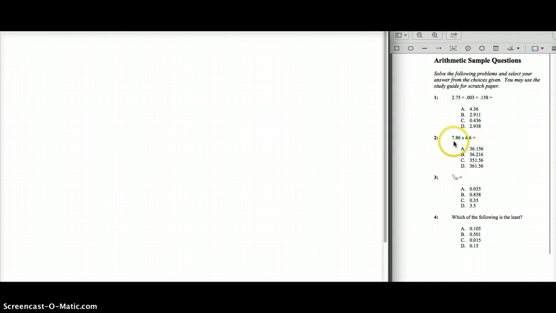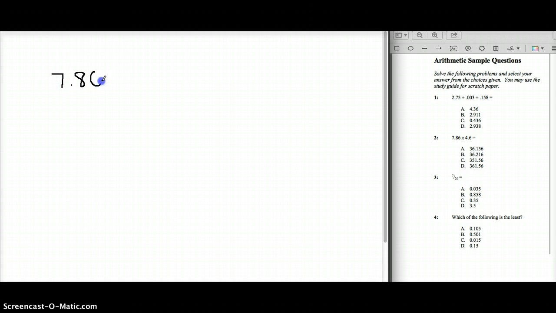Well, in number 2, it's 7.86, and it's got this times symbol right here. This means we're going to multiply this decimal times this decimal: 7.86 times 4.6. A lot of people don't remember how this works, so let's go ahead and review how to multiply decimals. Let's start at the beginning.